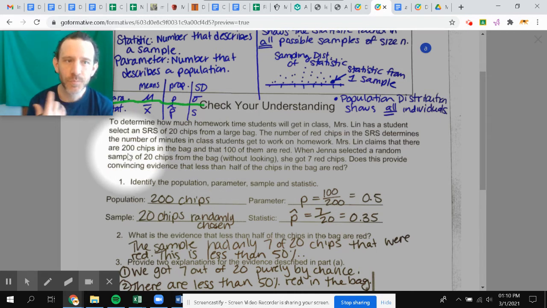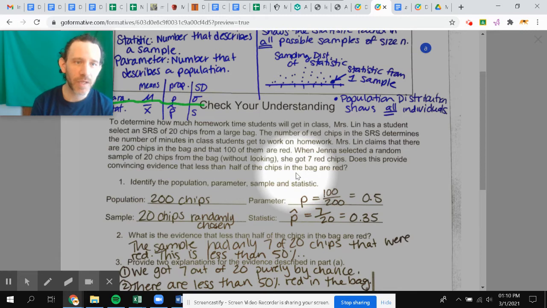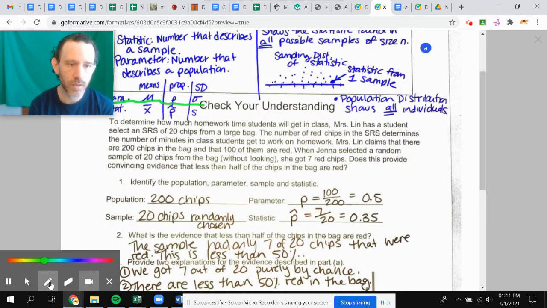Now, this is getting evidence from a sample about the population. That's something we're going to get to later. Today, and in this video, we're going to focus on just identifying the parts of this problem, the information that we have and what that information is, because that's really important. We need to be able to do that in order to get to the evidence piece. All right, so let's talk about identifying the population, the parameter, sample, and statistic, because that's the information we want to be able to differentiate between to start.